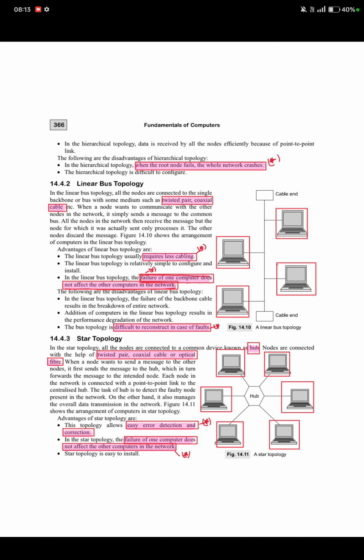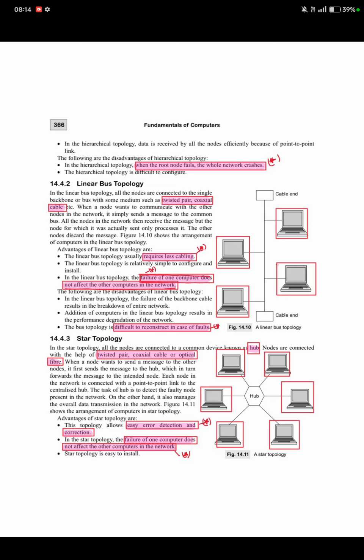Linear bus topology uses twisted pair and coaxial cable. The linear bus topology usually requires less cabling. In the linear bus topology, the failure of one computer does not affect the other computers in the network.